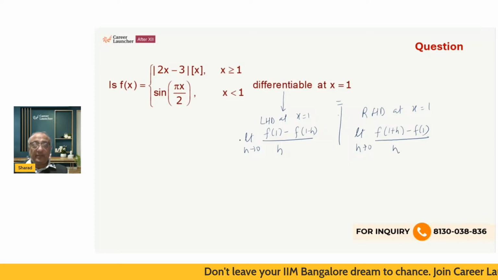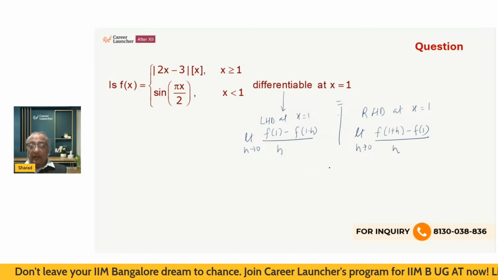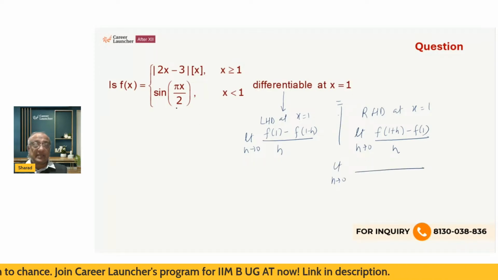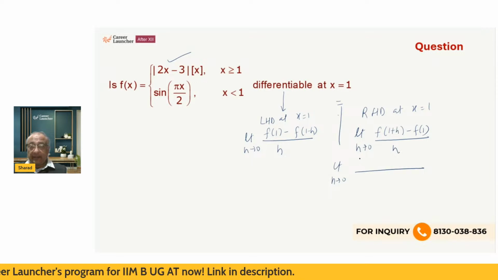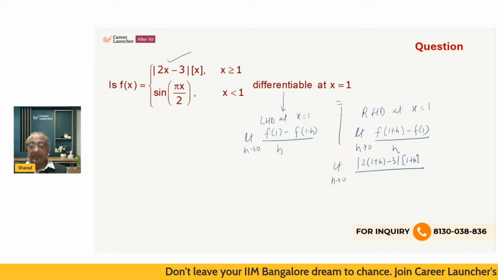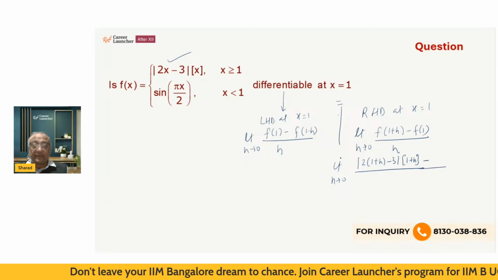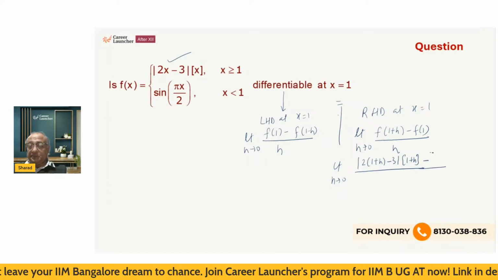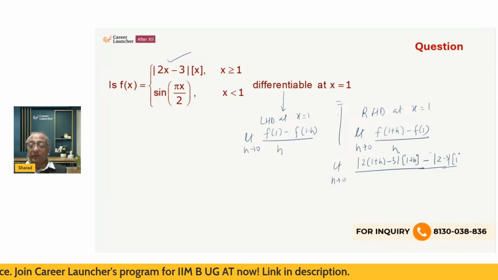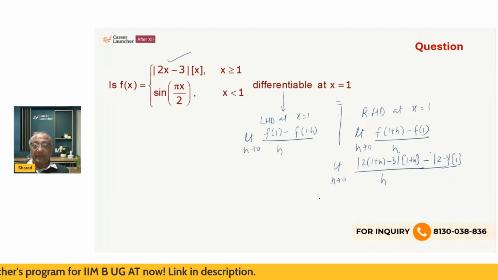Okay, so let me compute the right hand limit. What is this coming to? f of 1 plus h means I'll take this value, so I'll write 2 into 1 plus h in place of x, minus 3 and greatest integer of 1 plus h. This is f of 1 plus h. And what is f of 1? f of 1 is 2 into 1 minus 3, which is 2 minus 3, and greatest integer of 1, divided by h. Let me compute this.